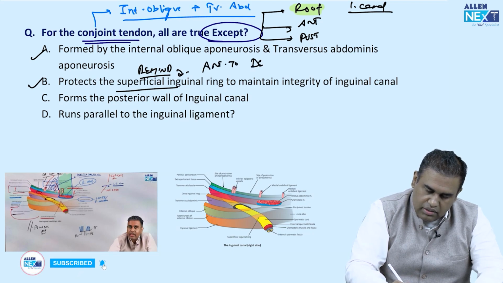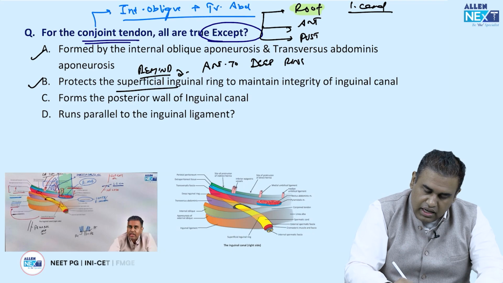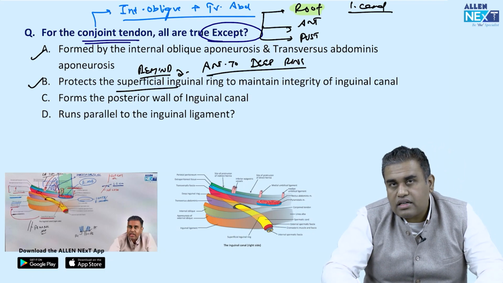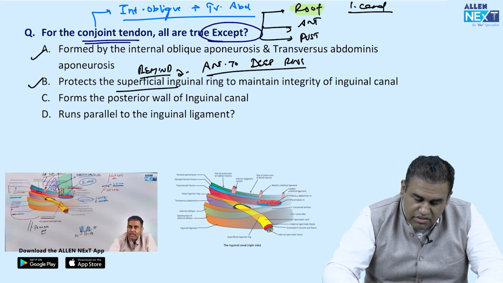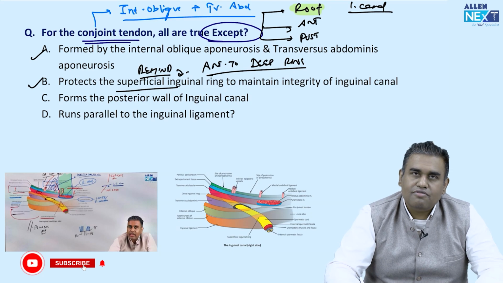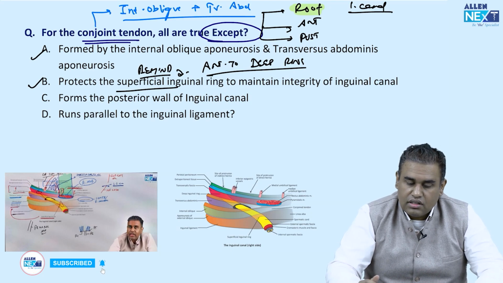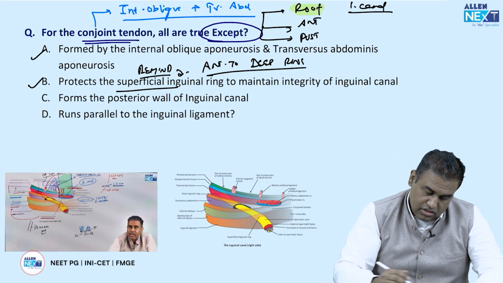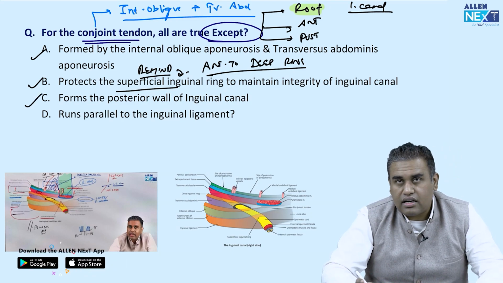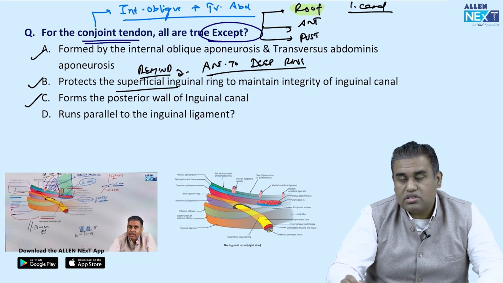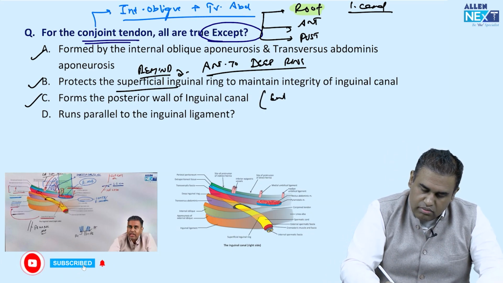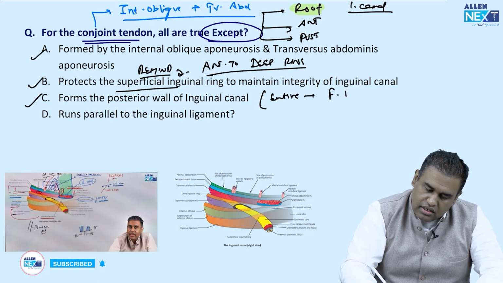It is anterior to the deep ring. The conjoint tendon is behind the superficial ring, supporting it from the posterior aspect, and it is just in front of the deep ring, protecting it from the anterior aspect. This is the 3-way function of the conjoint tendon, so this statement is correct. Forms the posterior wall, as I told you, it forms a part, not the entire. If they had said it forms the entire posterior wall, that would have been a wrong statement. The entire posterior wall is formed by the fascia transversalis.